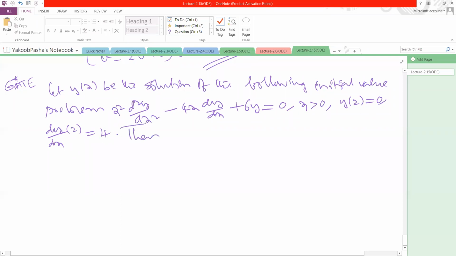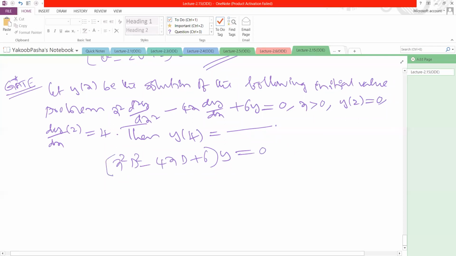Then y of 4 is equal to dash. Okay, the options are left out, we just have to find the y of 4 value. Now clearly it is a Cauchy-Euler equation. x square d square terms, I am writing in operator form. First of all, x square d square minus 4xd plus 6 into y is equal to 0.